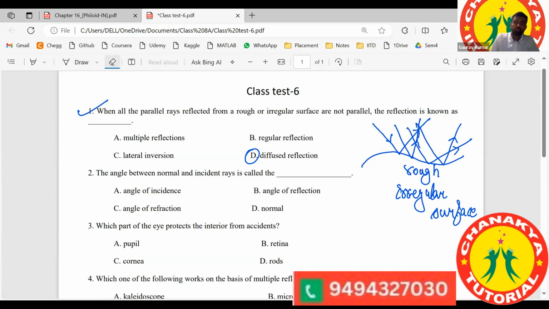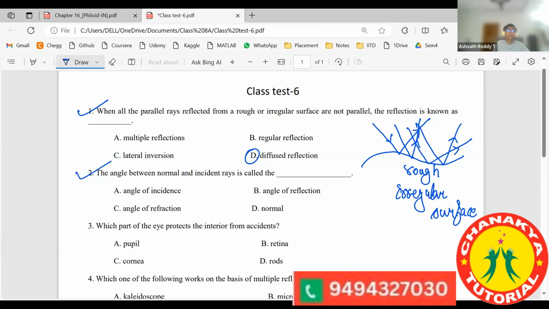Fine. Second question. The angle between normal and incident rays is called angle of incidence. What about others? This is very easy. Why aren't others answering the question?